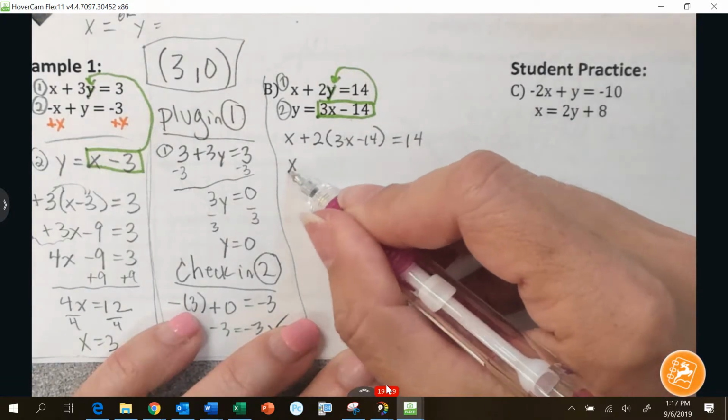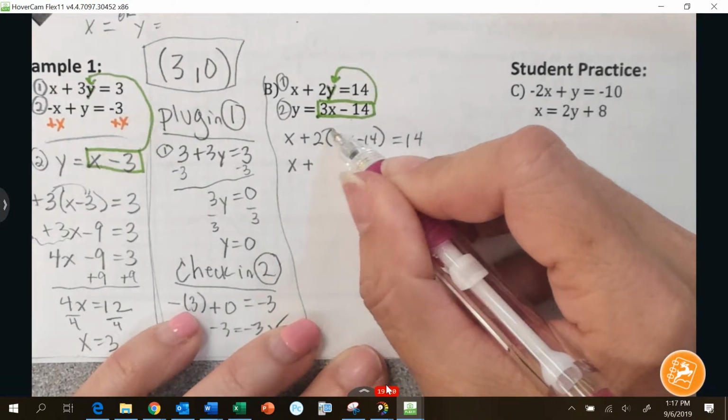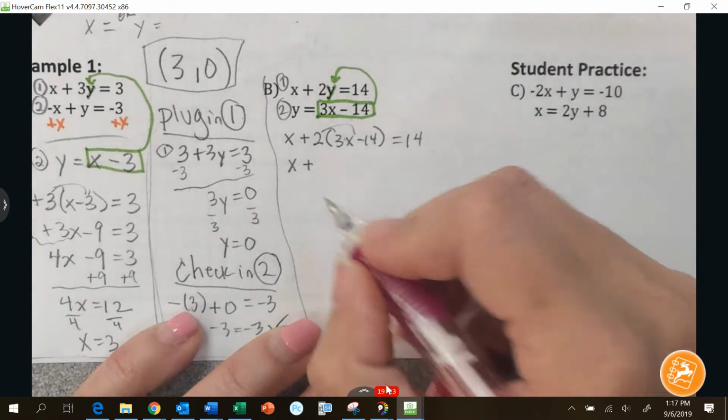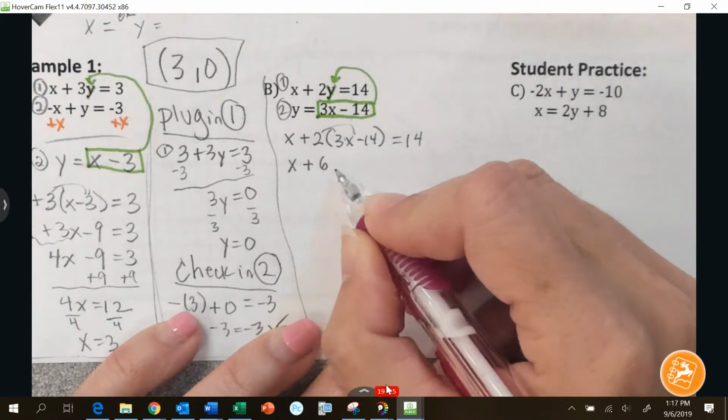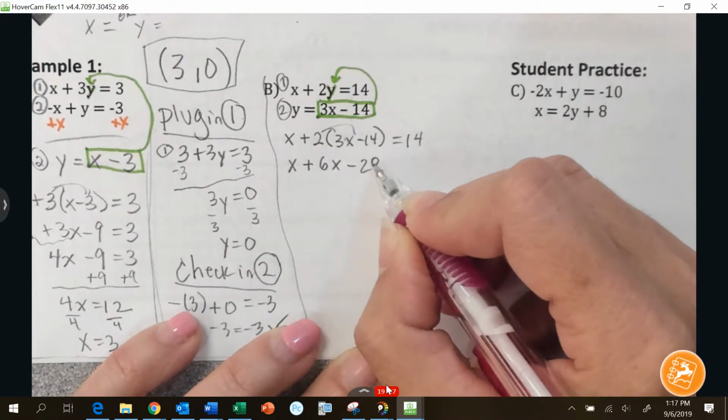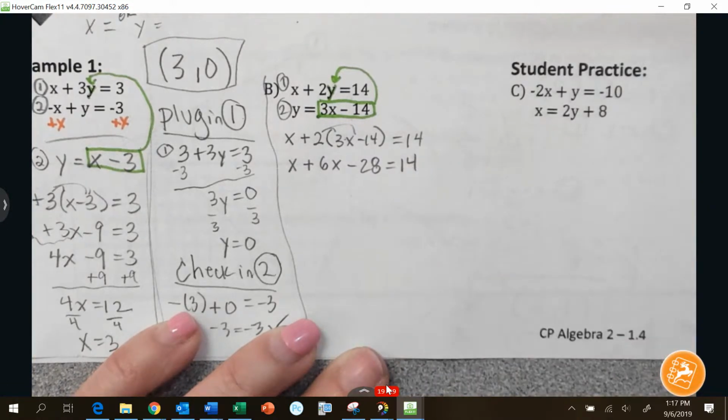So you have to distribute. Question? Nope. Okay. You have to distribute: x plus 6x minus 28 equals 14.